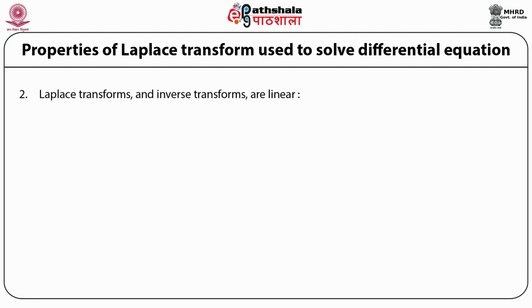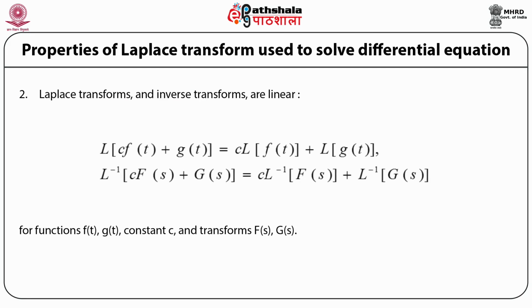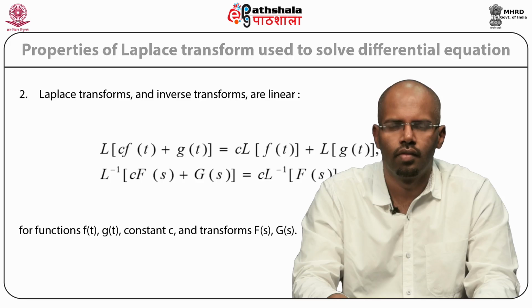Laplace transforms and inverse Laplace transforms are linear. That means L of any constant multiplied with f of t, plus another function g of t added, you can write as individual Laplaces multiplied by the respective constants. The same thing is applicable to the inverse Laplace.